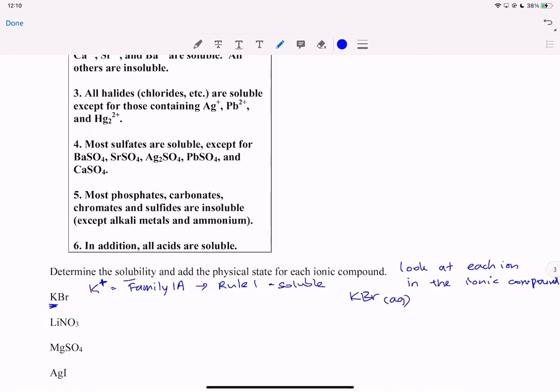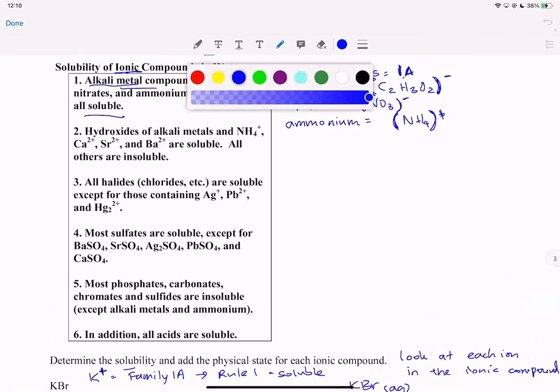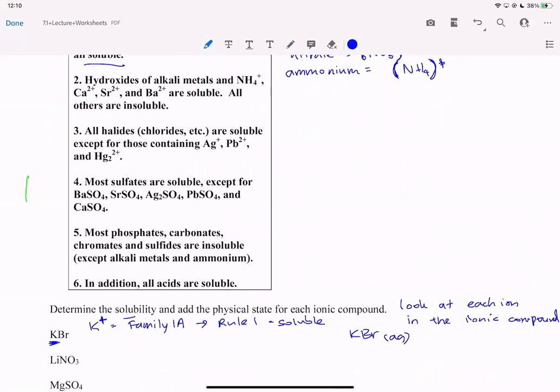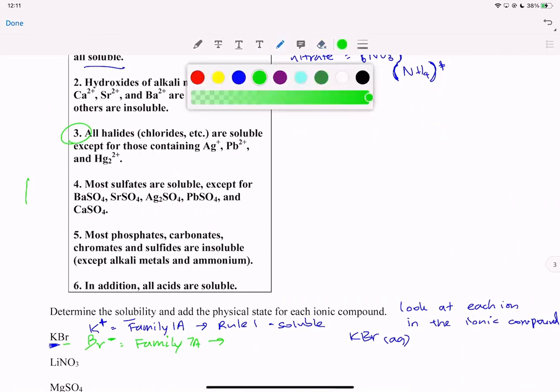Okay, so if you find out that one half of it is soluble, you don't need to bother looking at the other half. Okay, and so the other half of this is Br, which is bromine. That's the other half, Br minus. Well, bromine is in family 7A. That's a halogen. And halogens also have a rule. So halogens are in family 7A.